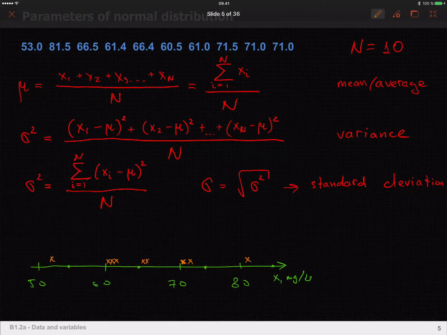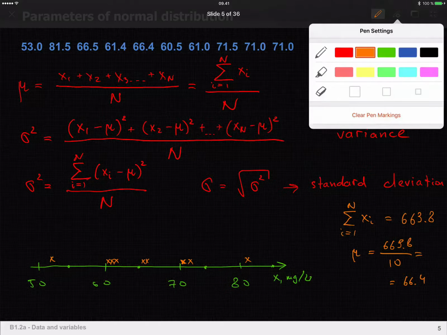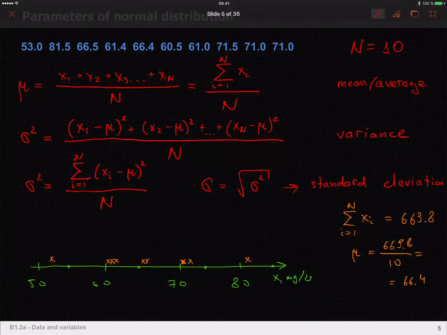Okay. So if we sum up all the values, so if we take a sum of all values xi, i from 1 to n, you can just check it with a calculator. We will get 663.8. Okay. So it means that the average, you can calculate the average mu by just taking 663.8 and dividing it by 10, which is our capital N, which gives you approximately 66.4. So this is where you have the average, 66.4. This is mu.